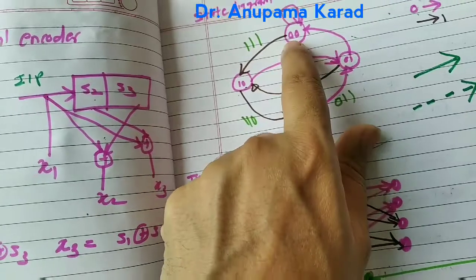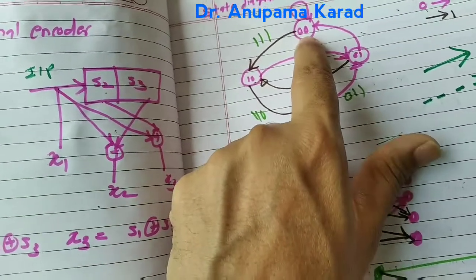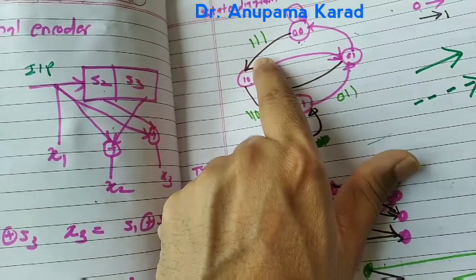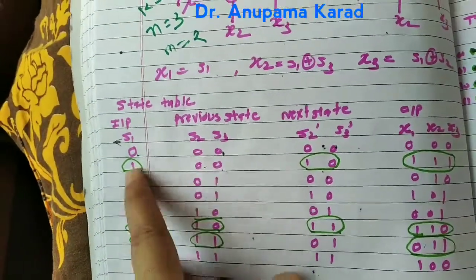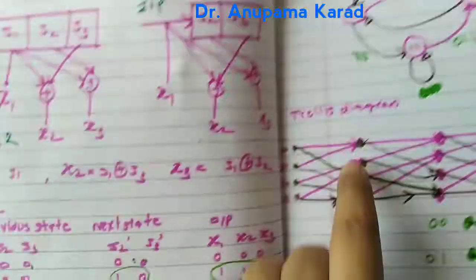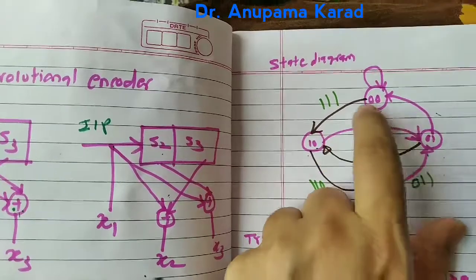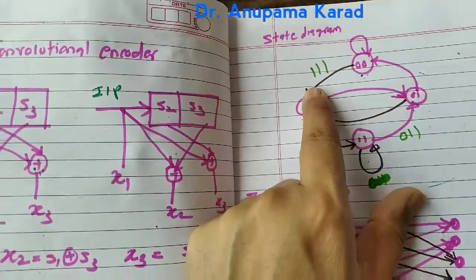For example, when state is 0 0 and input is 1, what is the output? For 0 0 and input 1, output is 111. So I have written here 111. So on each branch you can write the output.